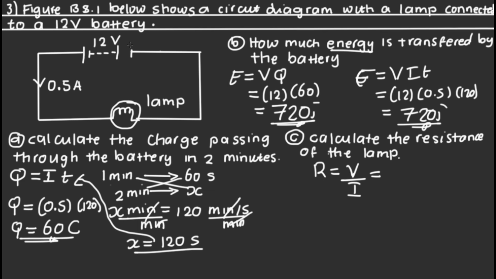So V is 12 volts over current is 0.5. Now I want you to see the simple calculation. If you are multiplying a number by 0.5, the answer is just half of that number. For example, 0.5 times 120 gives us 60. Now what if you have a number divided by 0.5? You just have to double that number. So this is the same as 12 multiplied by 2, which is giving us 24 ohms. So that's a simple calculation that I wanted to share with you guys.